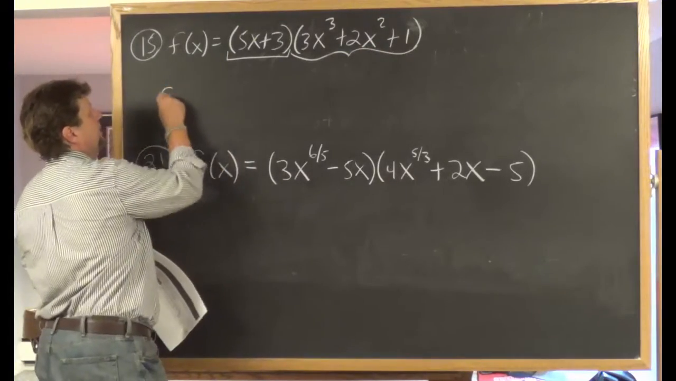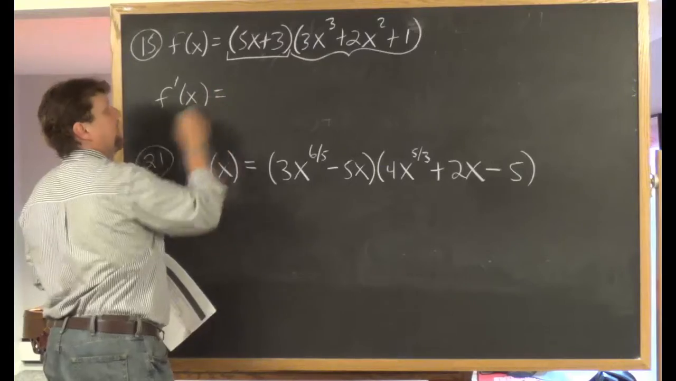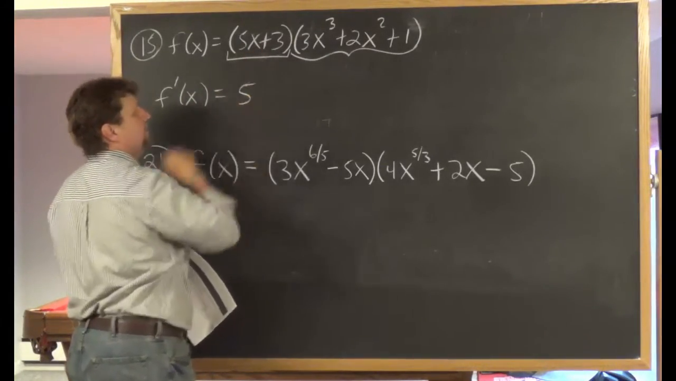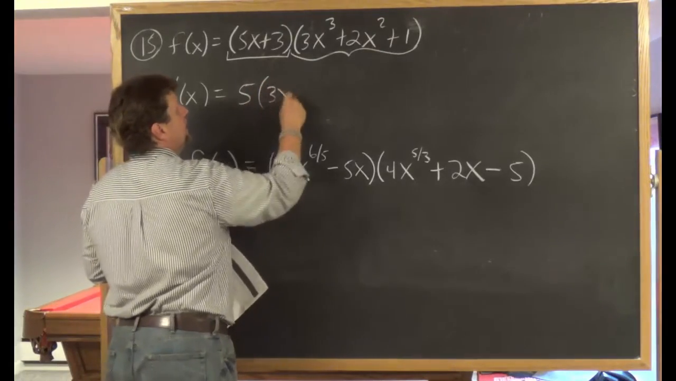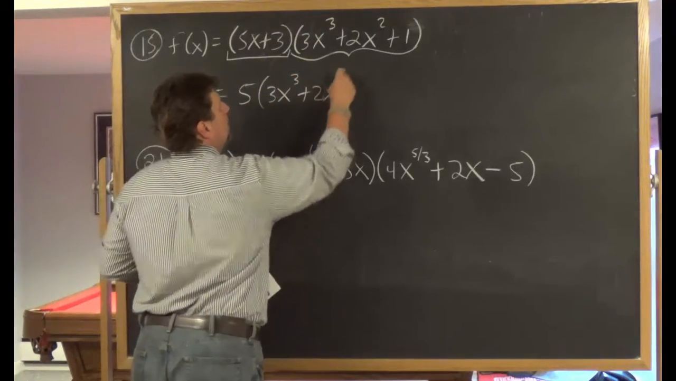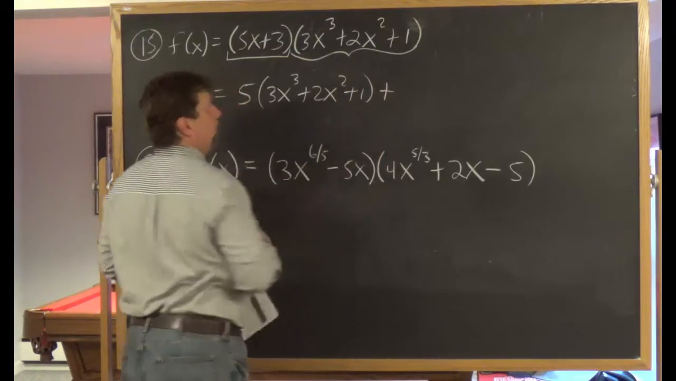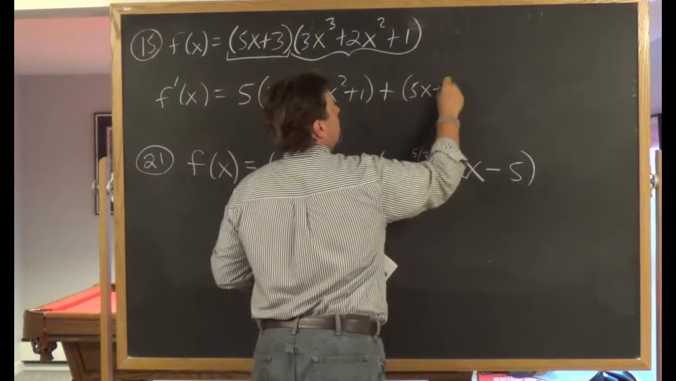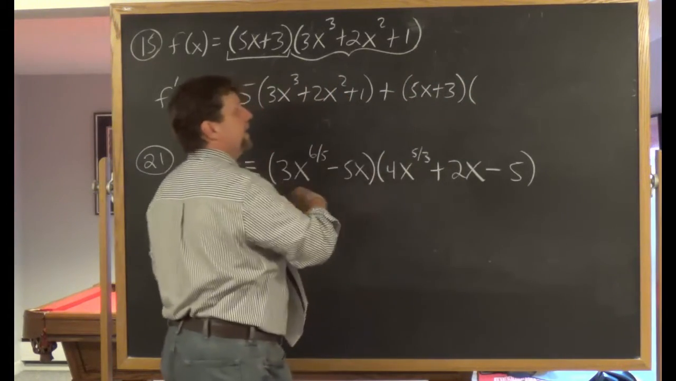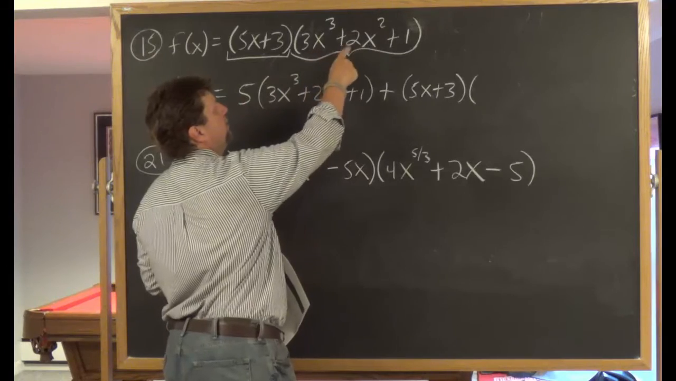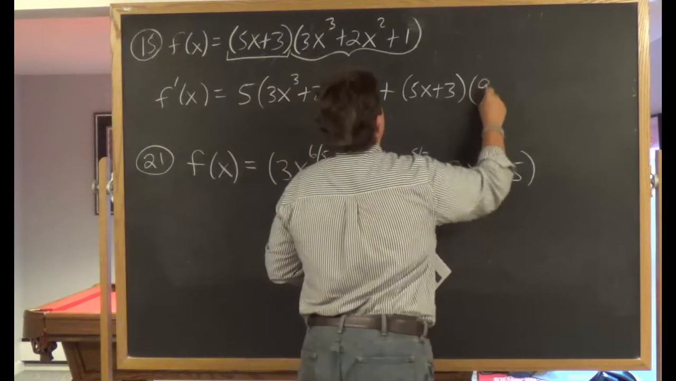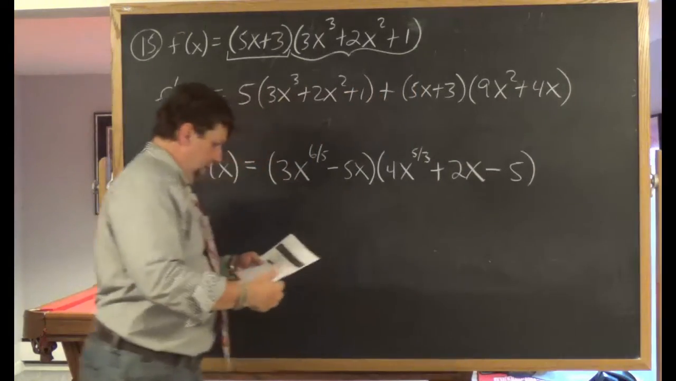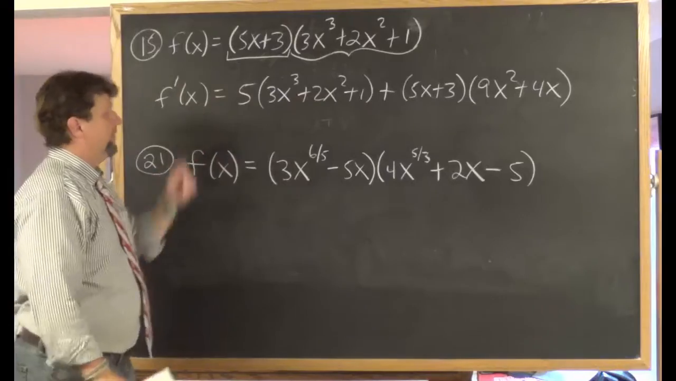So the derivative is the derivative of the first function. Well, the derivative of 5x plus 3 is 5 times the second function plus the first function. The first function is 5x plus 3 times the derivative of the second function. So the derivative of 3x cubed plus 2x squared plus 1 is 9x squared plus a 4x. And that's what I have for the derivative in number 15.